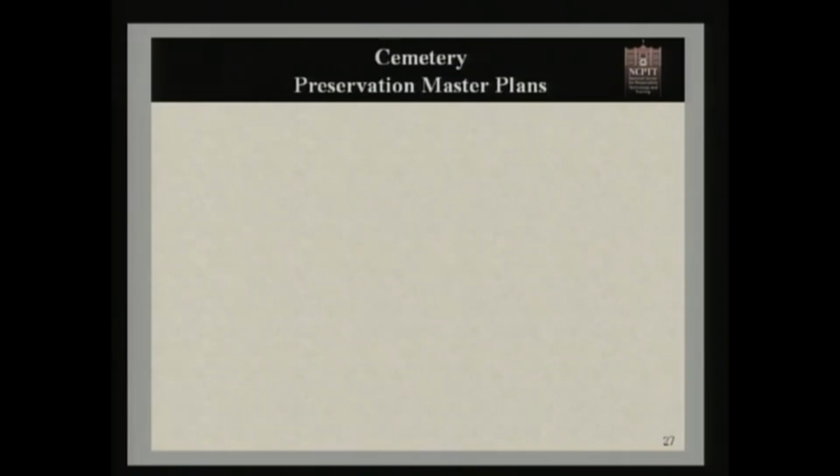Master plans include other documents in them, like documentation of the cemetery. You may have maps that you include. You will have historical documents that you may include in your master plan. And you know what stones you have and their conditions. You might have condition surveys in your documentation or your master plan. And we'll be talking more about condition surveys as we go along.